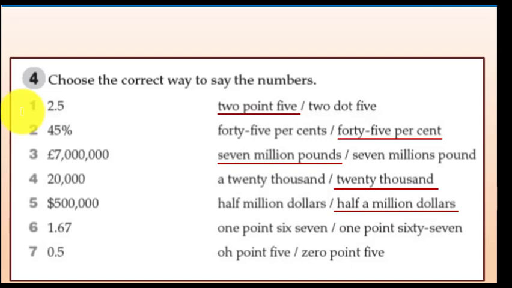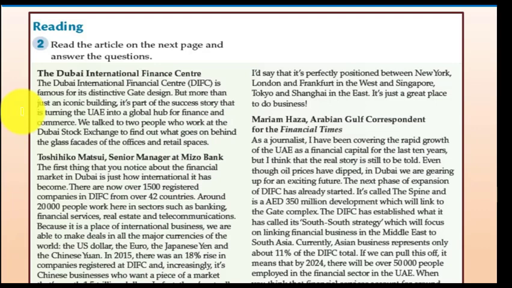Number 5, $500,000. Number 6, we have 1.67, and the last one 0.5, or there is another way to say it, which is 0.5. Okay, now I want you to come back to the course book. Page number 45. We have 44, 45.